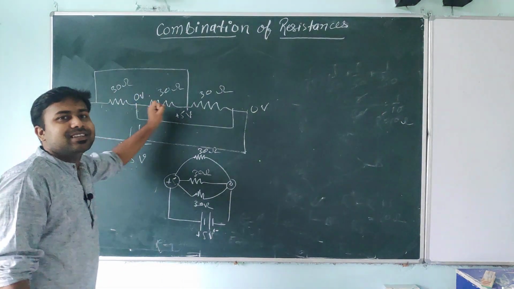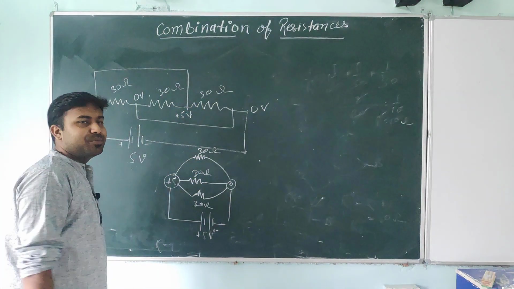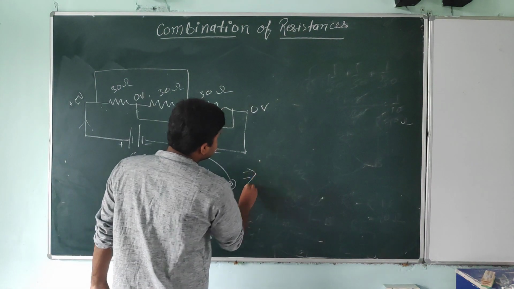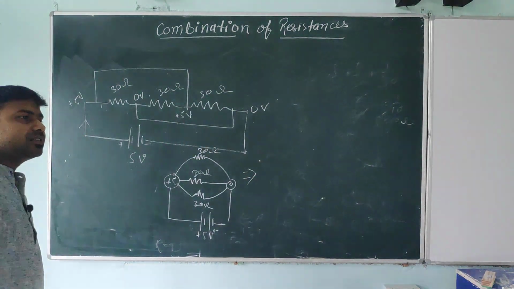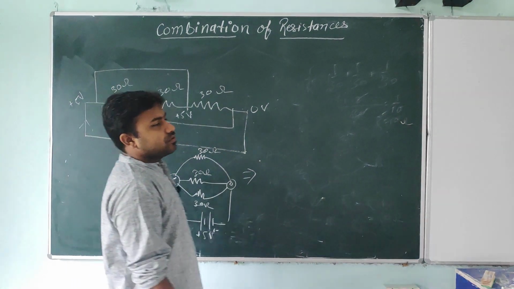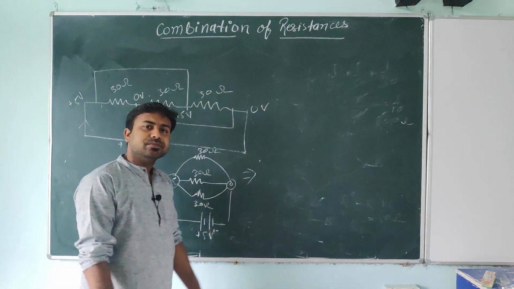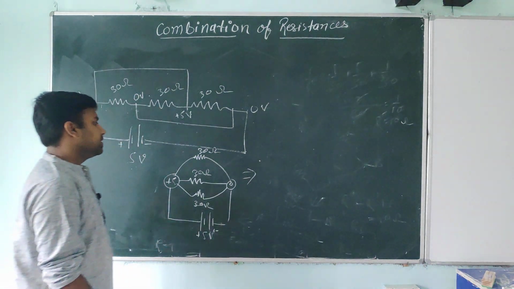Initially it was looking like series, but this is the question of parallel combination of resistance. You understand how to solve? So student, in this type of question, parallel and series or hybrid questions, first you have to find the pattern, and if you are able to find the pattern, it means you can easily solve the question. Look at this.